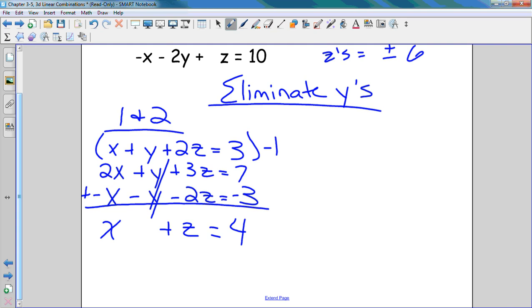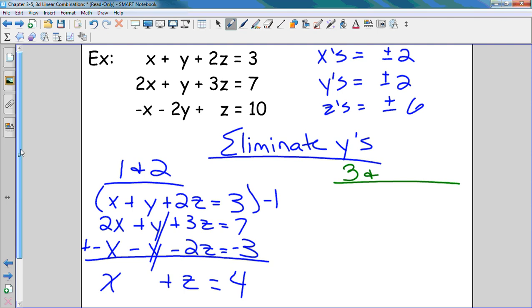How do I know what equations to use over here? I have to use equation 3, the unpicked equation. Now, looking at equation 3, what other equation would you choose? 1 or 2? Doesn't really matter. They're both y's. So, yeah, you can choose 2. Remember, when you do equation 3 and 2, you have to eliminate the y's still. You can't switch to x's. That's not okay. So, I'm going to go negative x minus 2y plus z equals 10.